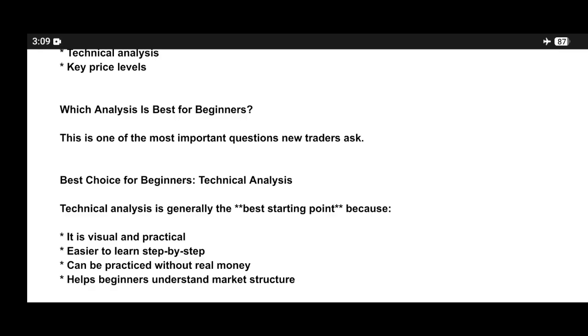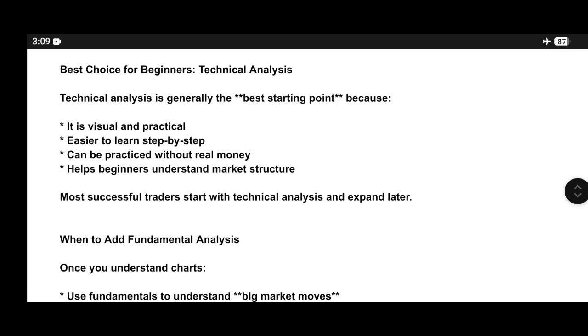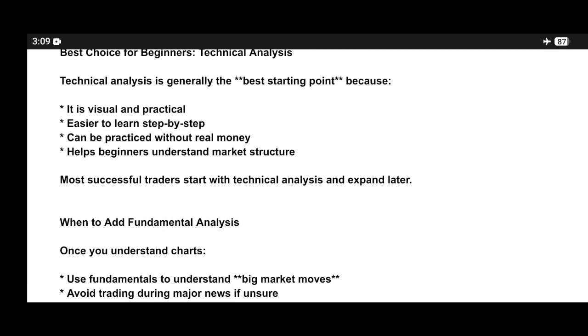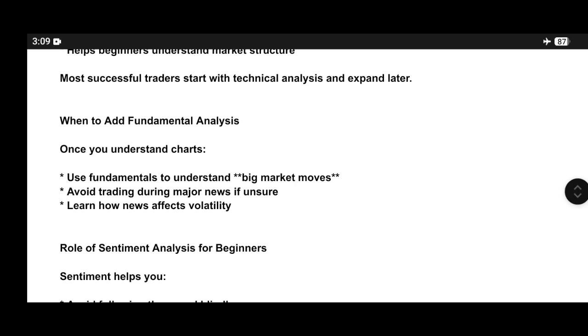Then it also helps beginners to understand market structure. I get my point right now. Most successful traders start with technical analysis and expand later. Are you getting me? Then you need to ask yourself when to add fundamental analysis. Once you understand charts, use fundamental analysis to understand the big market moves. Avoid trading during major news if you are unsure, and also learn how news affects volatility.